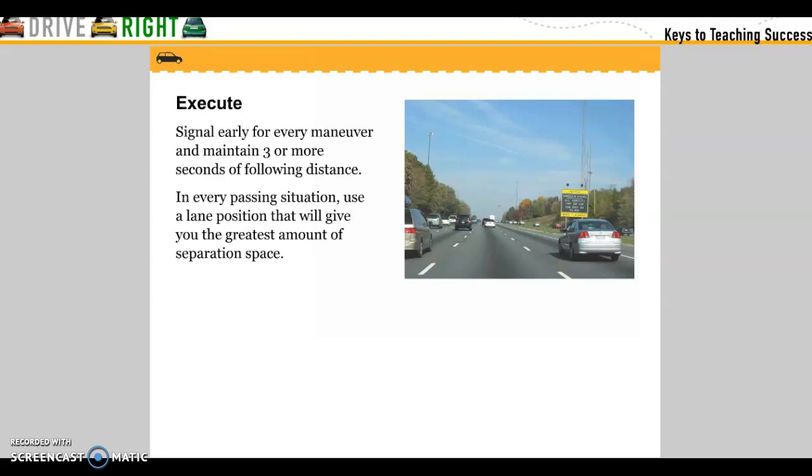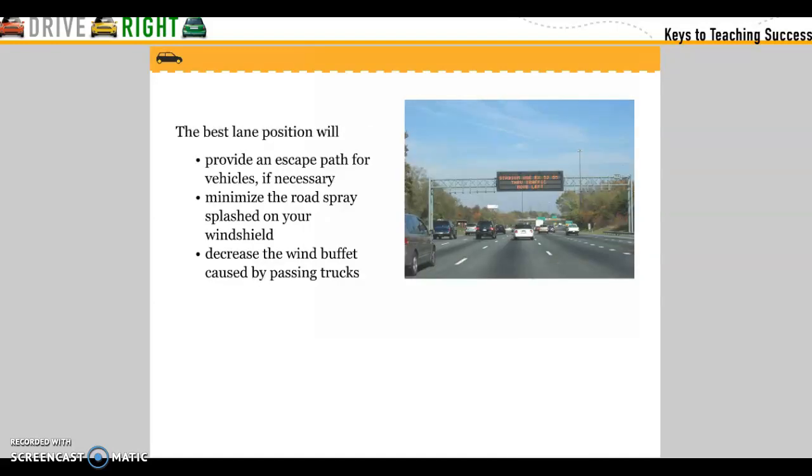Execute. Signal early for every maneuver and maintain a 3 or more second following distance. In every passing position, use a lane position that will give you the greatest amount of separation space. The best lane position will provide an escape path for vehicles if necessary, minimize the road spray splash on your windshield, and decrease the wind buffet caused by passing trucks.